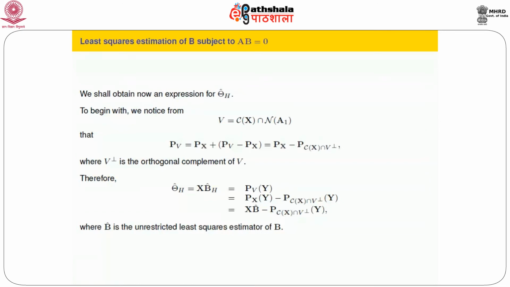So the projection onto Cx intersection V perp of y. Now let's see. What is V? Cx intersection null space of A1, where A1 is A times X transpose X inverse. So how do we go about it? There is a result in Seber's book. It's a standard fact in linear algebra, where we learn projection matrices, projection onto a subspace of a space, and then an appropriate argument involving orthogonal complement.